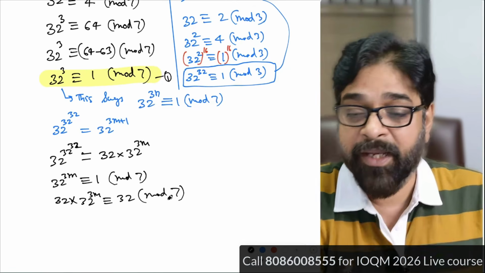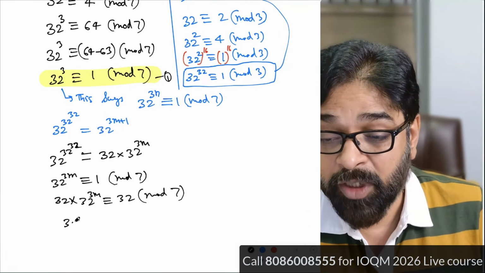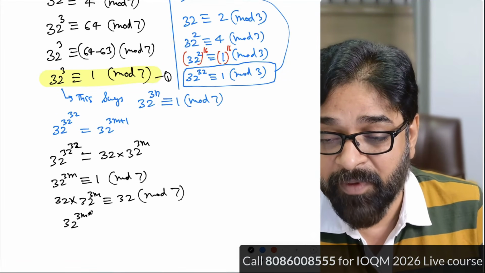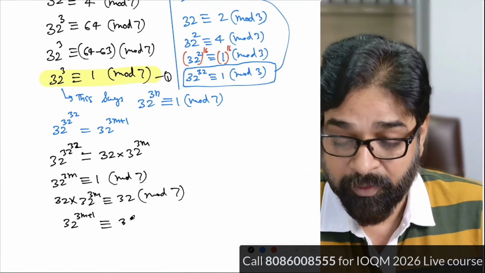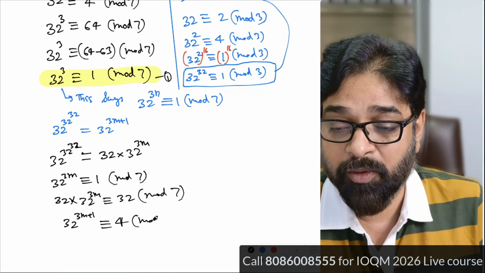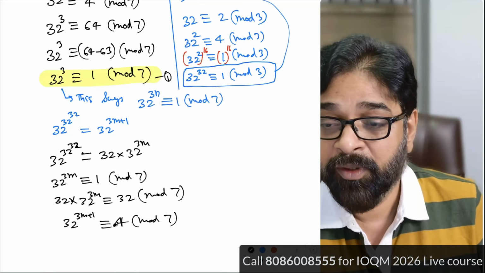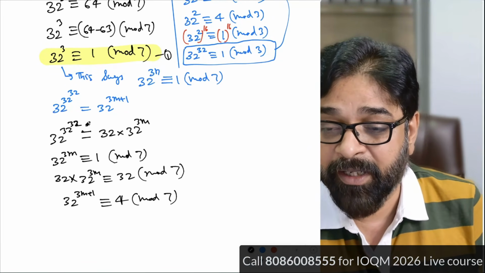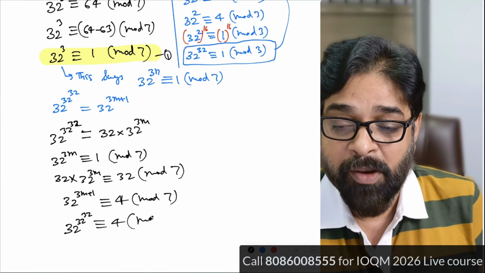Now from here, 32 I can reduce by subtracting 28, so 4 will come. So 32 times 32 to the power 3m, meaning 32 to the power 3m plus 1, will be congruent to 4 modulo 7. And 3m plus 1 we can replace by 32, because that's what I said: 32 to the power 32 can be written this way. So 32 raised to the power 32 will be congruent to 4 modulo 7.